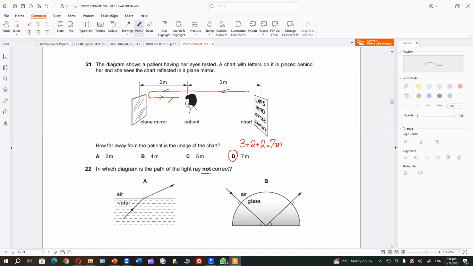The distance traveled by the light is the distance the observer will feel. The distance traveled by the light is 2 plus 2 plus 3.